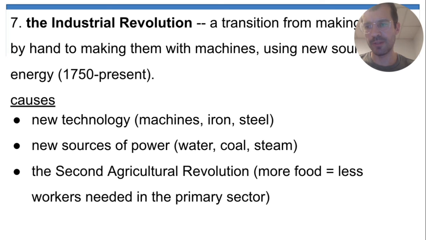Before 1750, before the Industrial Revolution, most people in the world were farmers working in the primary sector. But as British farmers transitioned into factory workers, England became the first country to experience a large increase in secondary sector employment.